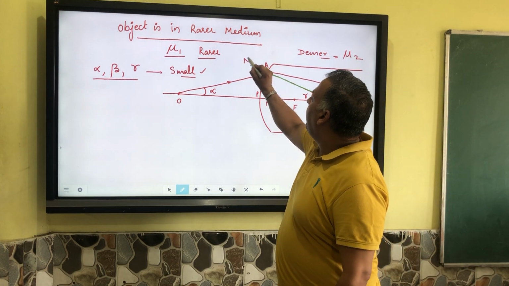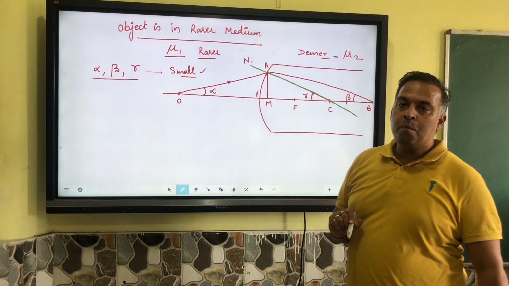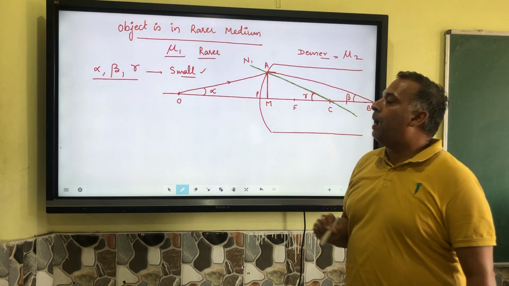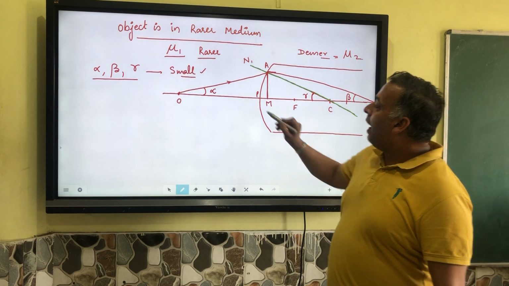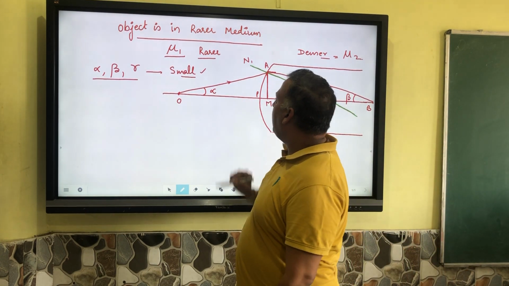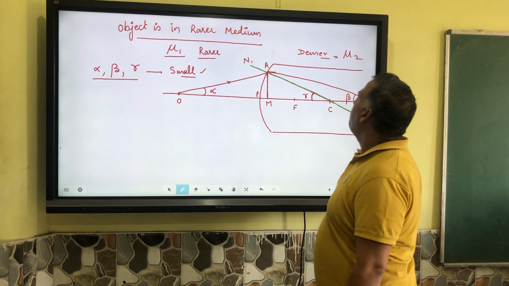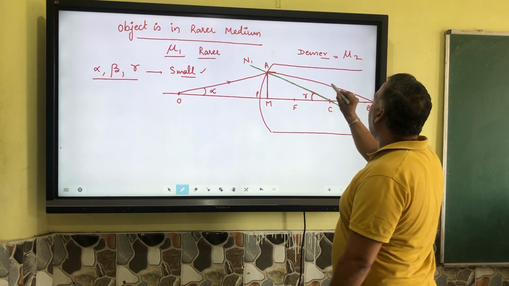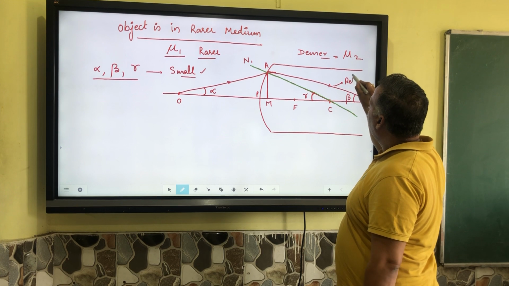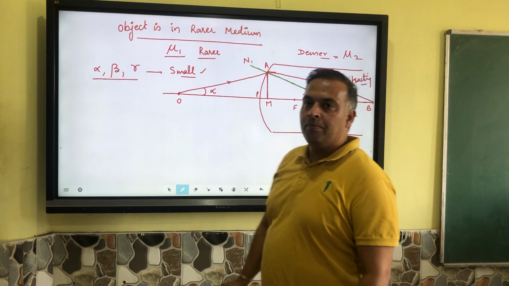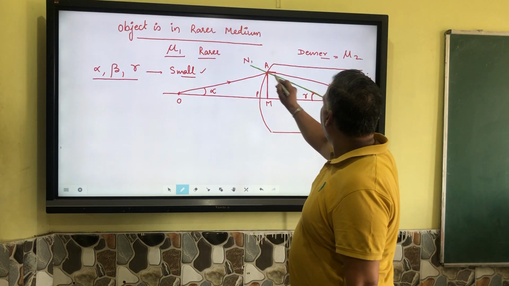This CN1 is a normal we have drawn. This ray will bend towards the normal along AB. Alpha is the angle made by the incident ray, beta is the angle made by the refracting ray, and gamma is the angle made by the normal.